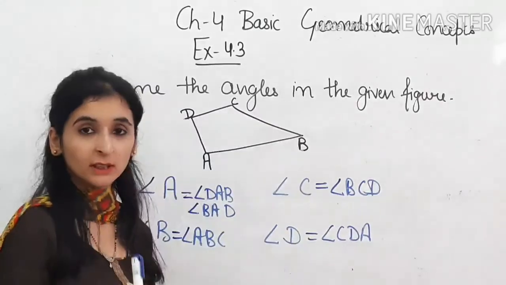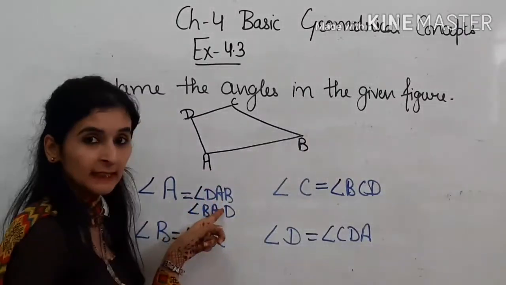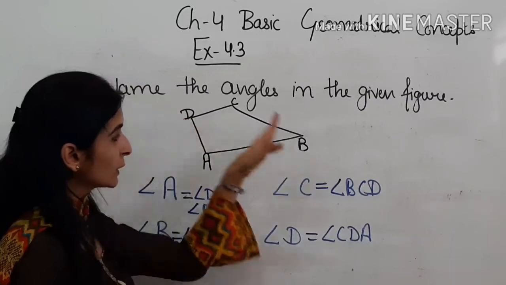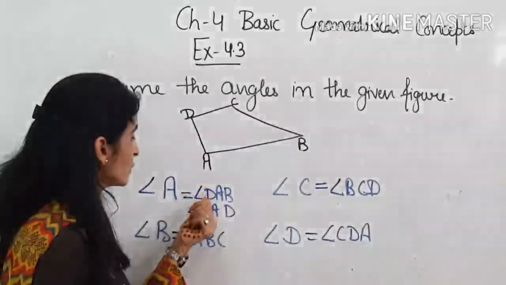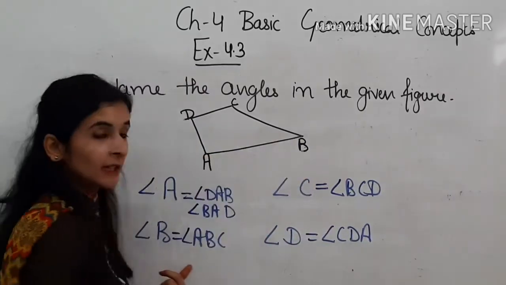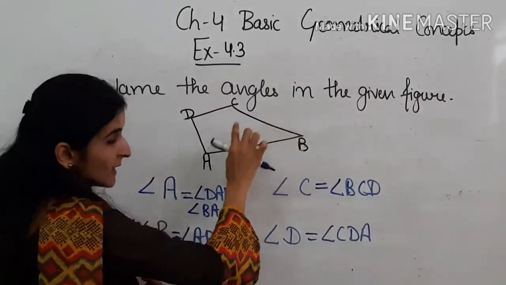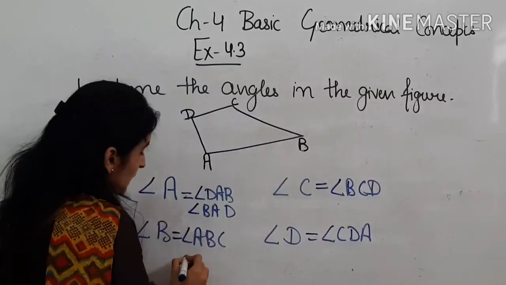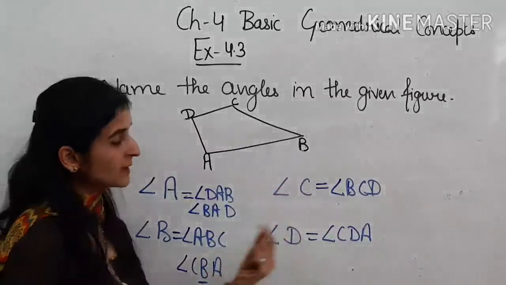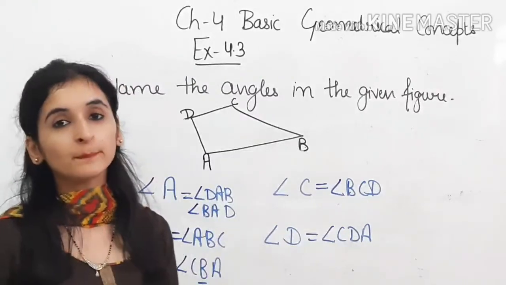The only thing is, whichever angle you are going to mention, suppose you are taking this angle A, it should come in the center. Other than that, you can start from D or you can start from B. That is your wish. So you can write it as angle DAB or you can write it as angle BAD. Likewise, angle ABC or you can write it as angle CDA. This B should be in between. Likewise, you can write angle C and angle D also. Okay. Now let's come to the next question.